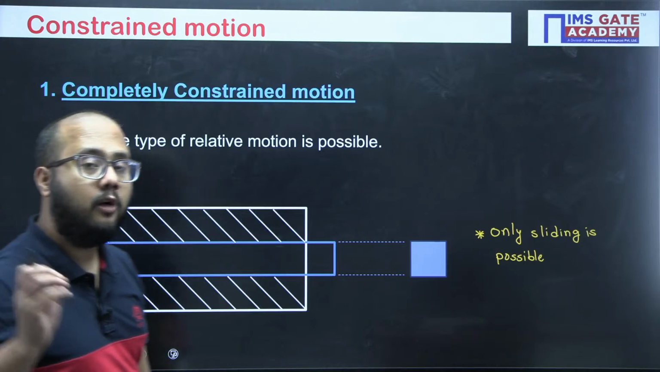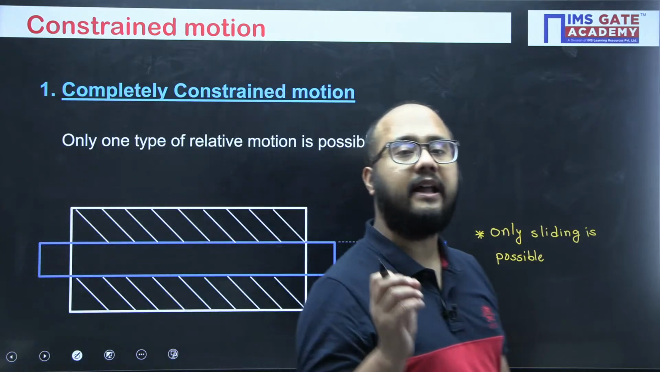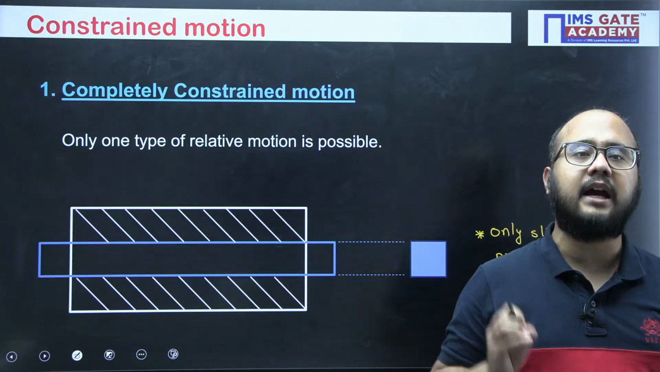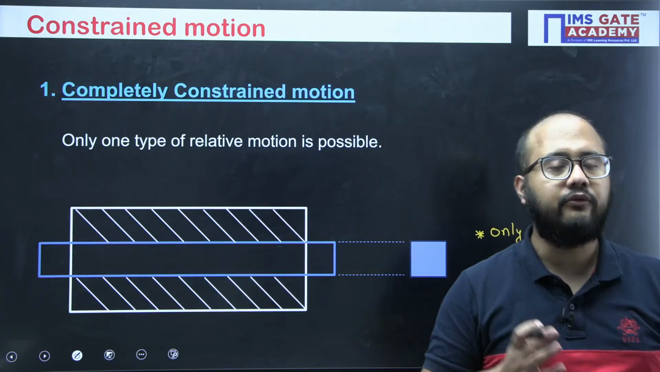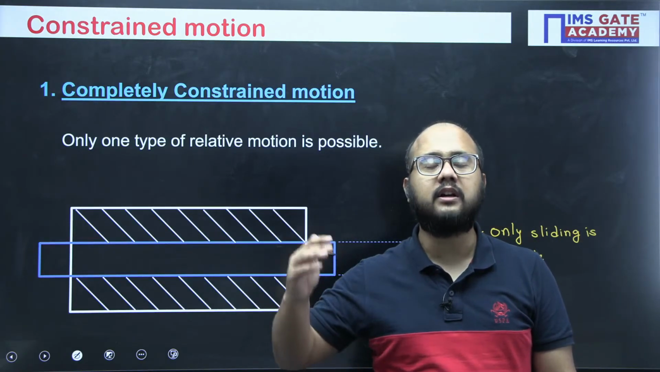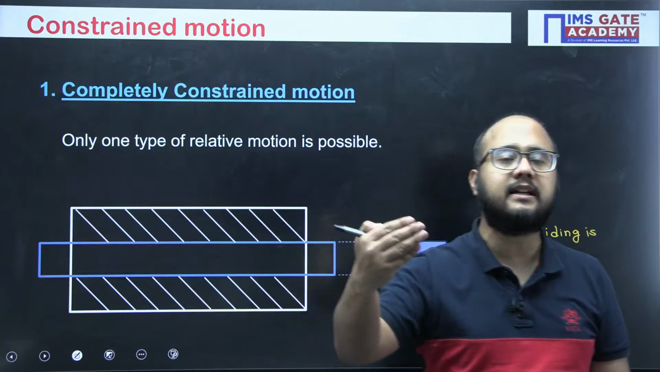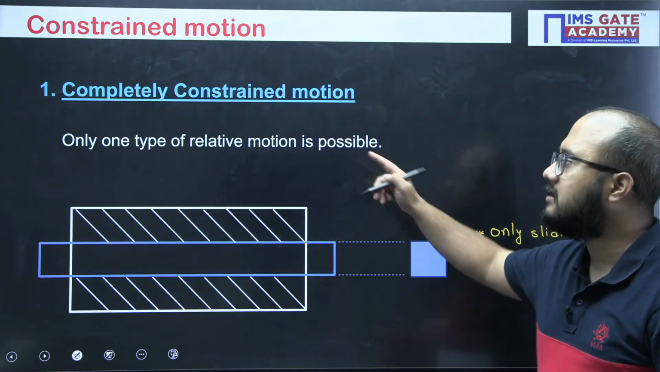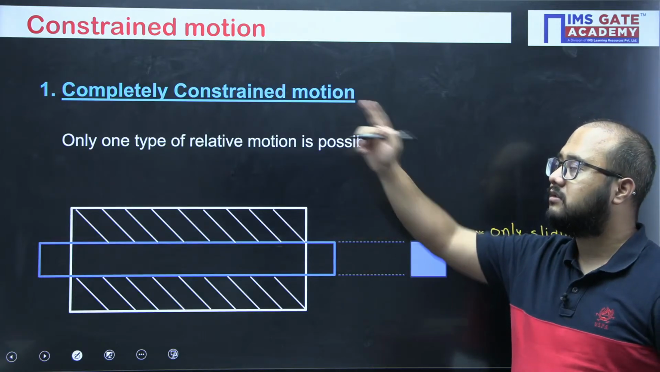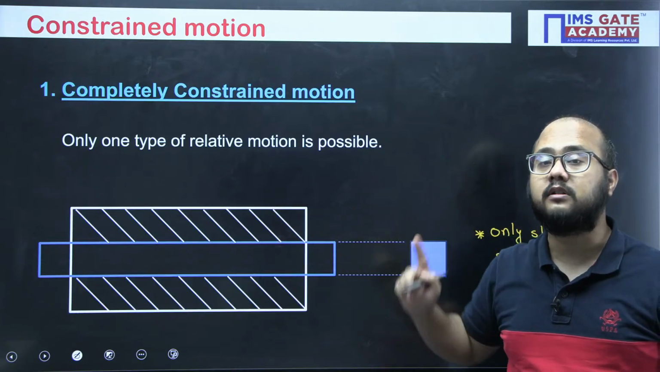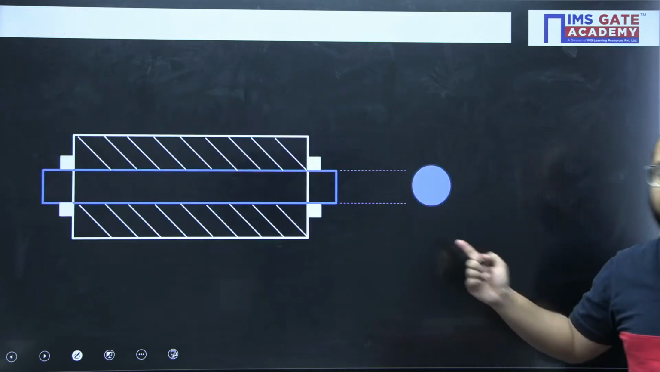So you need to observe this kind of motion in the mechanism, guys. Again, I am telling you, whenever you see any kind of mechanism, you have to observe whether it is a constrained motion or not. If it is a constrained motion, what type of constrained motion it is having. So completely constrained motion is one type of constrained motion where only one type of relative motion is possible. One more example I will show you.